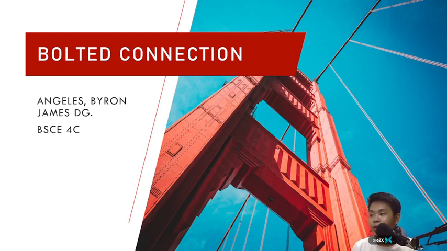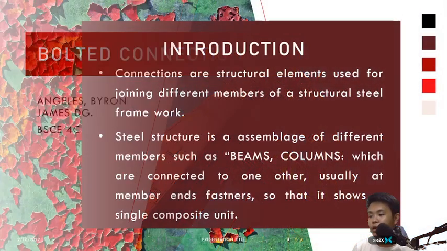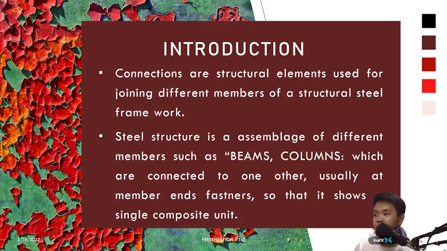So before we go to the sample problems, dapat alamin muna natin kung ano nga ba yung bolted connection. So a quick introduction. Connections are structural elements used for joining different members of a structural steel framework. A steel structure is an assemblage of different members such as beams and columns, which are connected to one another, usually at member ends, by fasteners so that it shows a single composite unit.